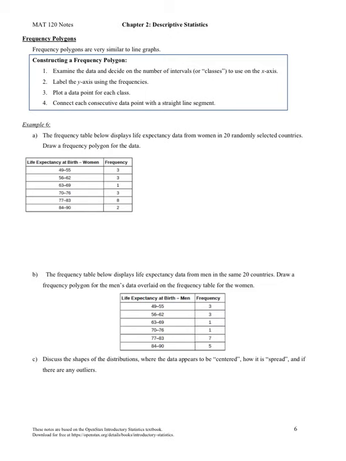This is the third video to section 2.2, where we'll be discussing frequency polygons and time series graphs. If we look at example 6, we'll see that life expectancies are given for women between certain age intervals, and we want to make a frequency polygon.